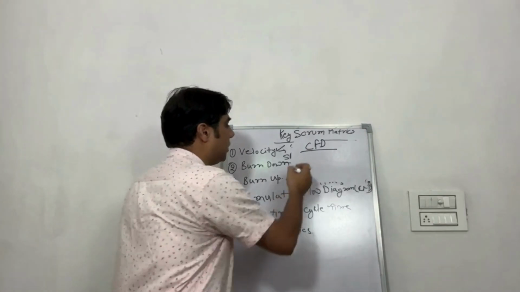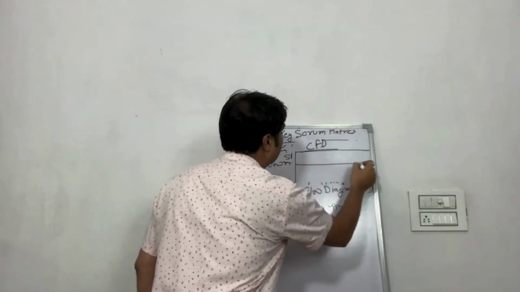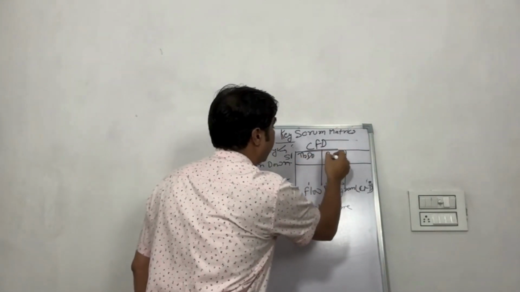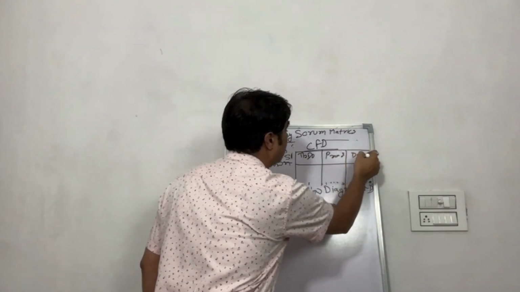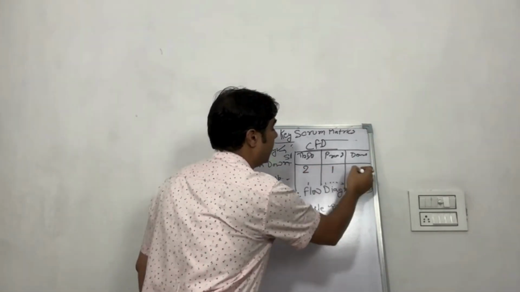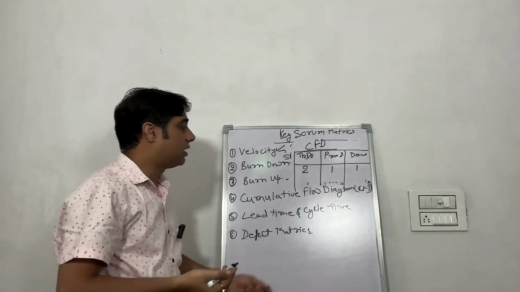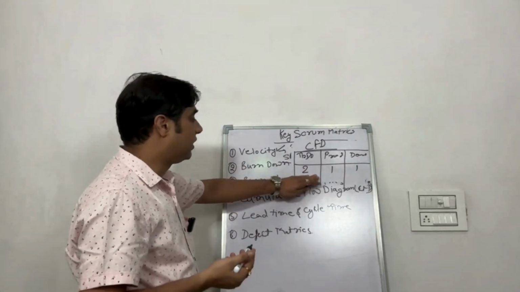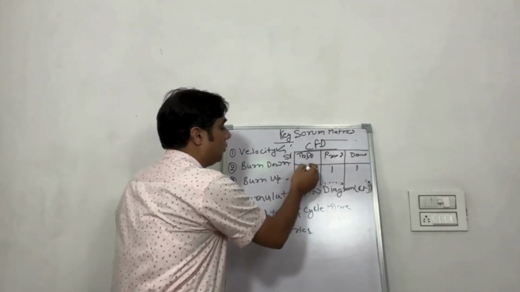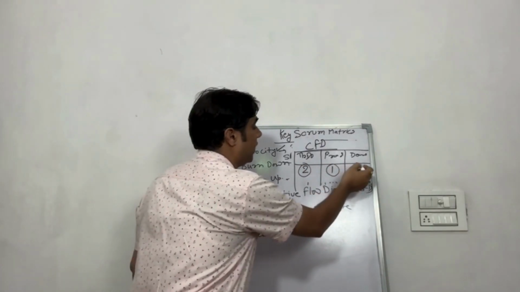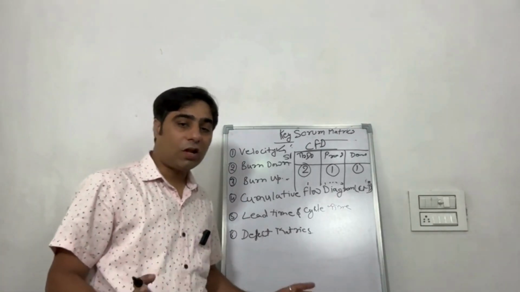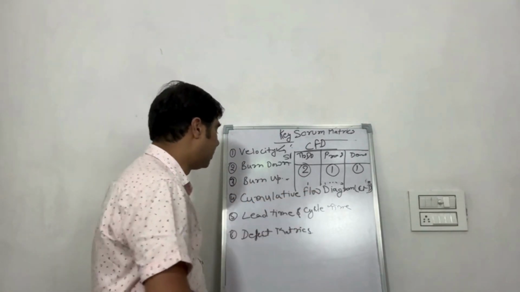Let's suppose you have a Kanban board, and in that you have three stages: first is to do, second is in progress, and third is done. Now let's suppose in to do you have two story points, in progress you have one, and done is one. So the CFD of that particular sprint is: to do is 2, progress is 1, and done is 1. So this is the cumulative flow diagram. That's all on the cumulative flow diagram.